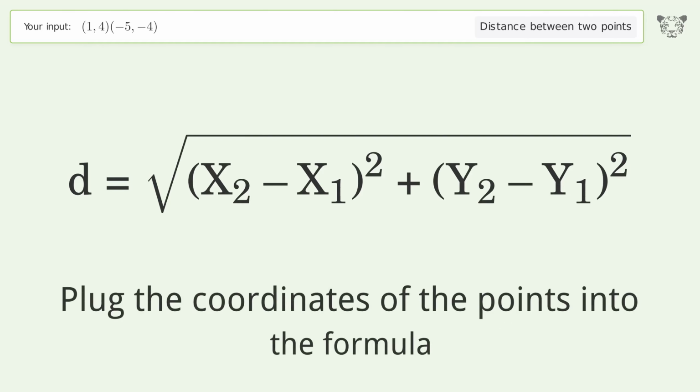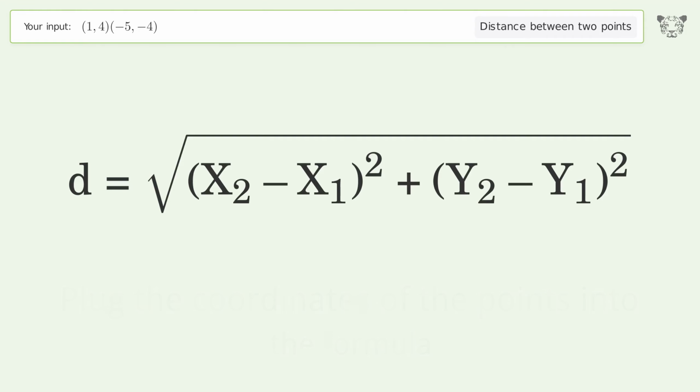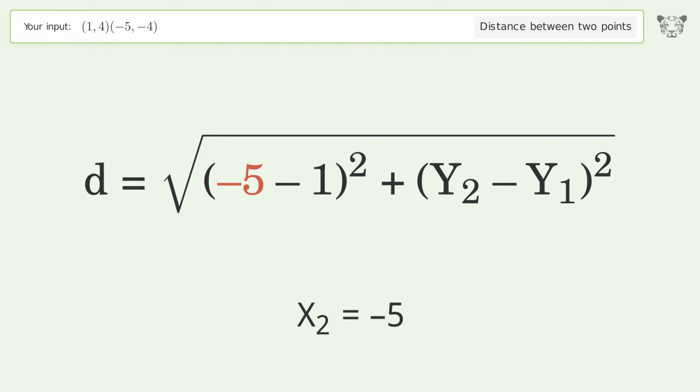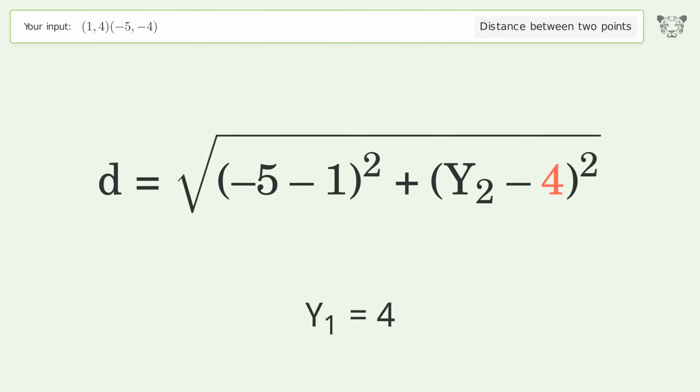Plug the coordinates of the points into the formula. x1 equals 1. x2 equals -5. y1 equals 4. y2 equals -4.